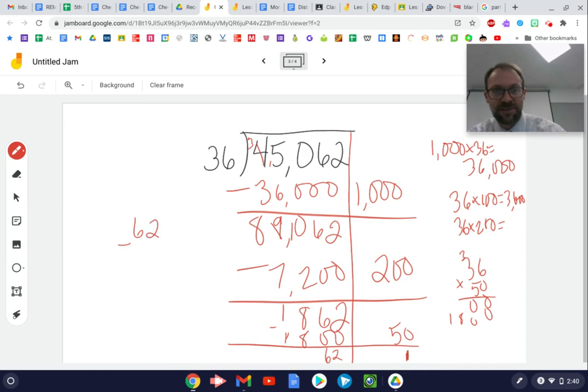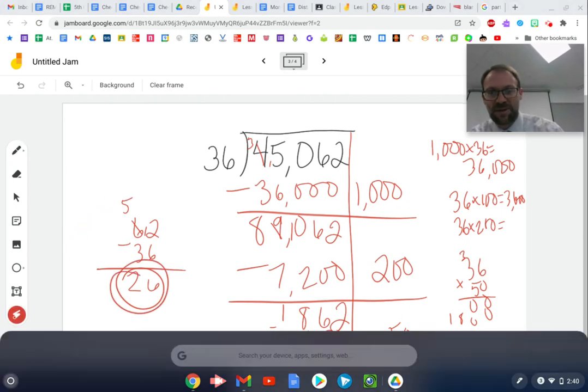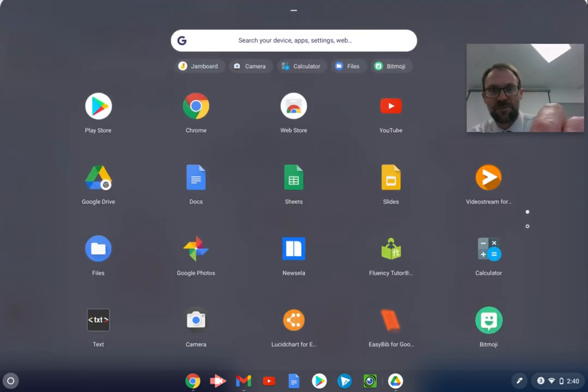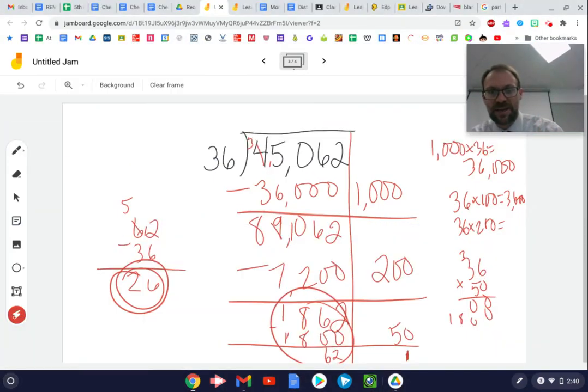62 minus the 36, this one group of 36 I'm bringing up here. And I'm going to subtract. Let's see here. 26 left over. That's my remainder. I know it doesn't look like it because I had to take this entire part of the problem and bring it up here. But the remainder is 26.